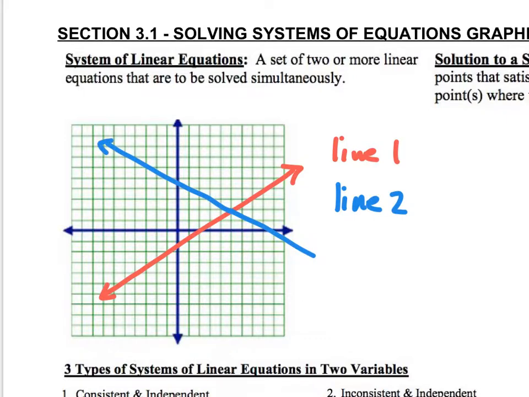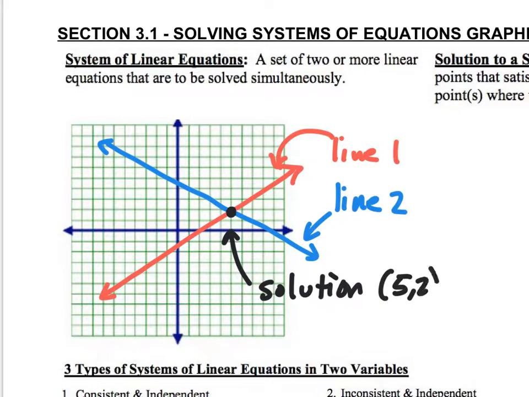All right, so you've got these two lines, and what we're looking for is where these lines intersect. So here's line 2, here's line 1, and then this is my solution. If I were to name this solution, this is the point 1, 2, 3, 4, 5 over, up 2. So this would be the point (5, 2).